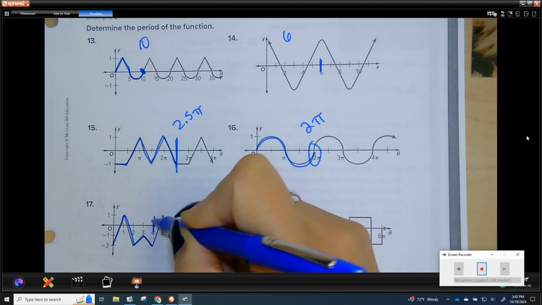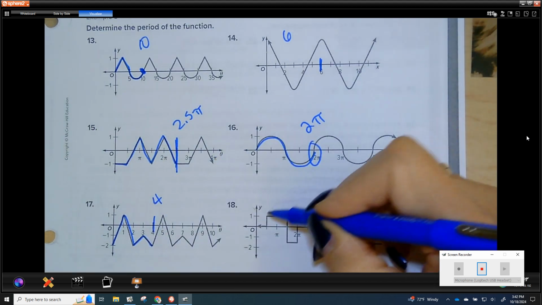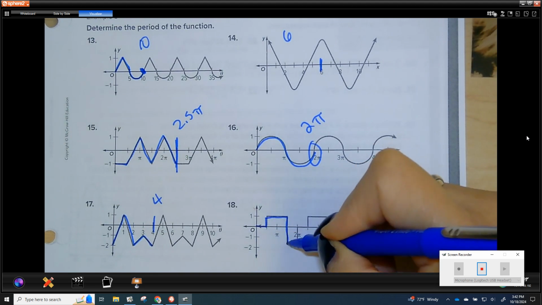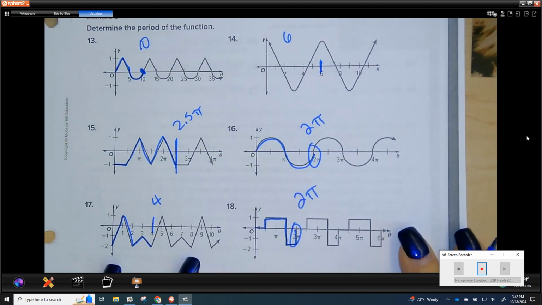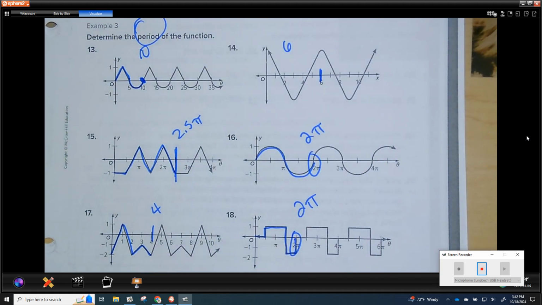So one cycle is 4. Flat, not flat again. One cycle is 2 pi. So these are all the period. How long does it take to do one cycle of the graph?